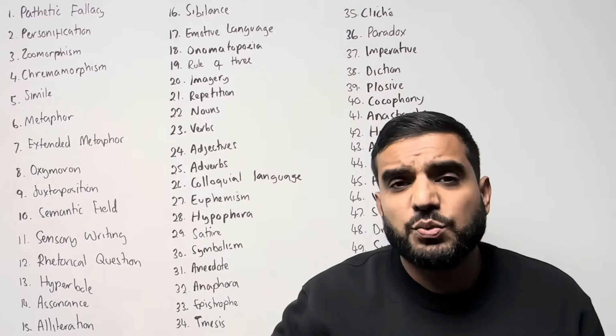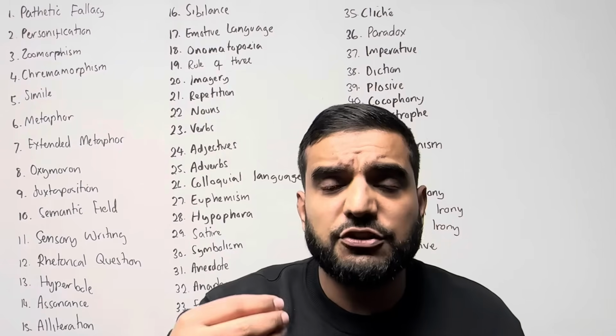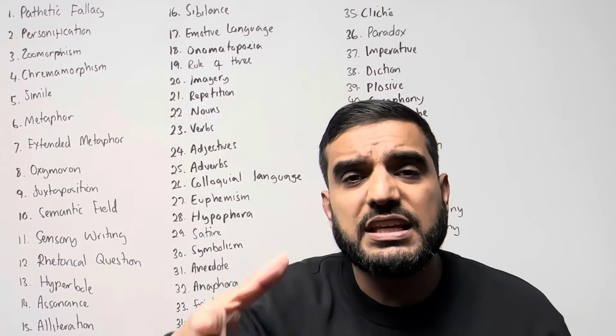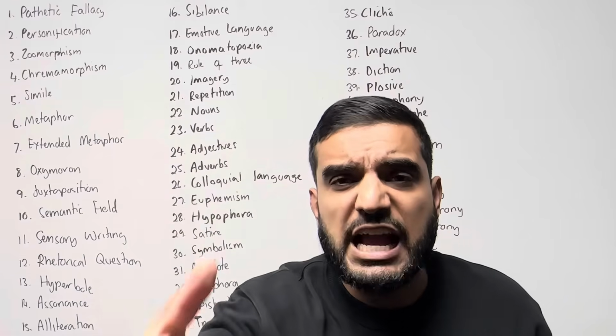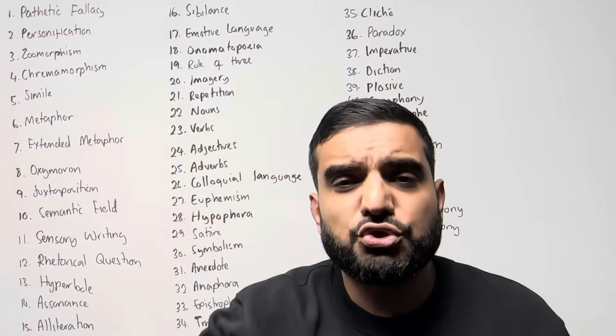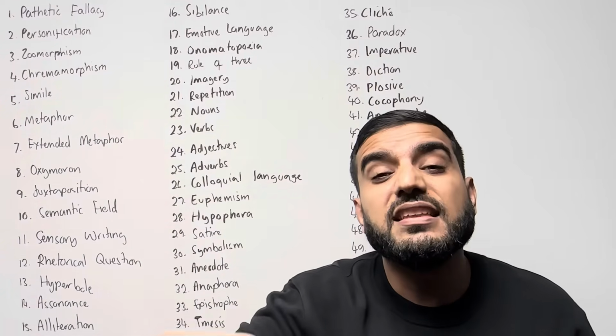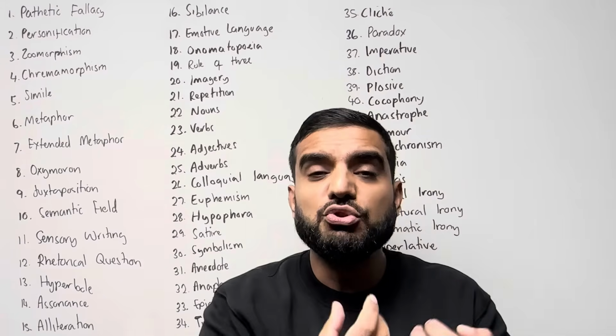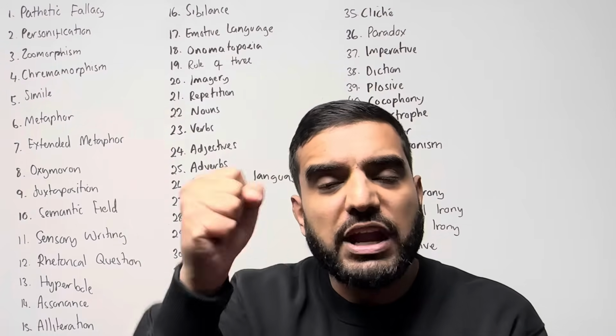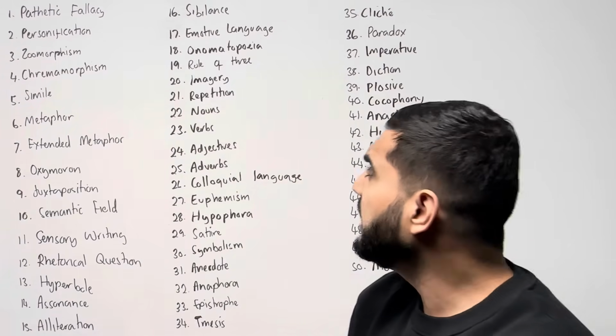Guys, number 17, emotive language. Emotive language, guys, is when the writing specifically is trying to invoke a particular emotion, trying to make you feel angry, trying to make you feel sad, trying to make you feel sorry for the characters. This is emotive language. When you use language to try to create a particular emotion in the reader.